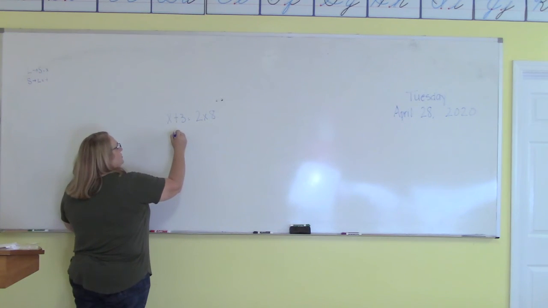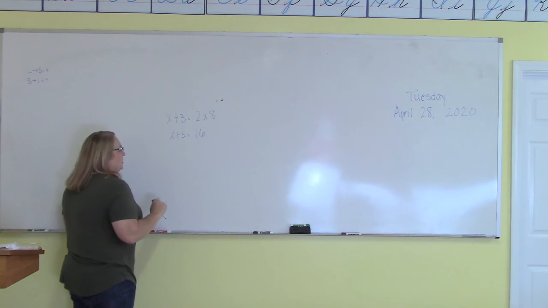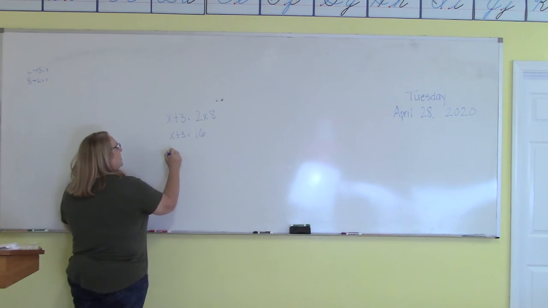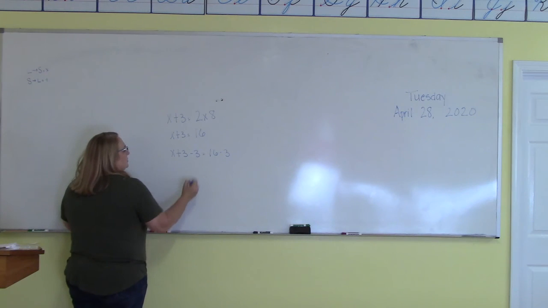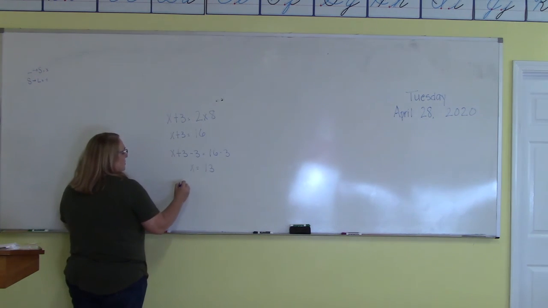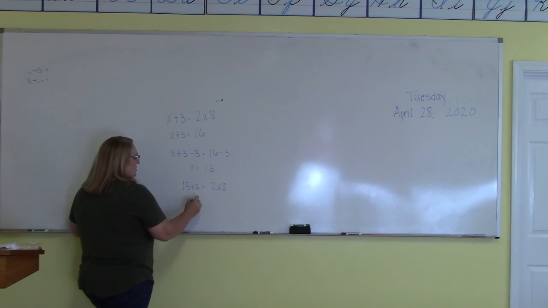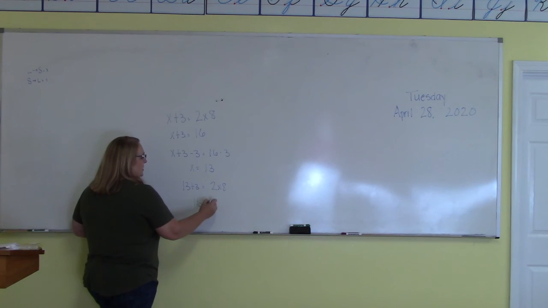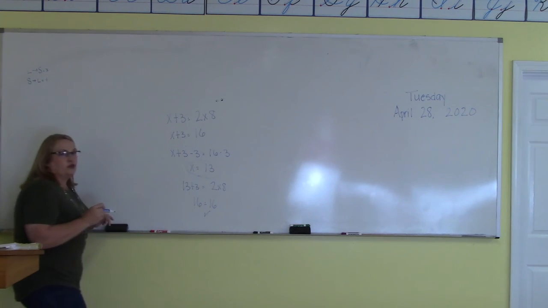Solve what we know first. X plus 3 equals 2 times 8 is 16. Now we have to get x by itself. So we're going to subtract 3 from both sides. X equals 13. Now plug it in. 13 plus 3 equals 2 times 8. 13 plus 3, 16 equals 2 times 8, which is 16. These are equal, so x equals 13.